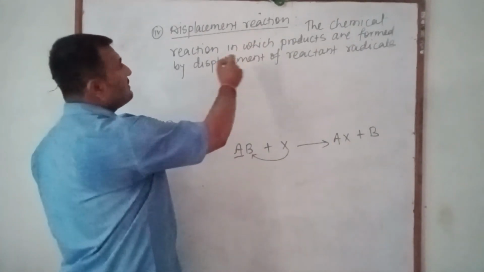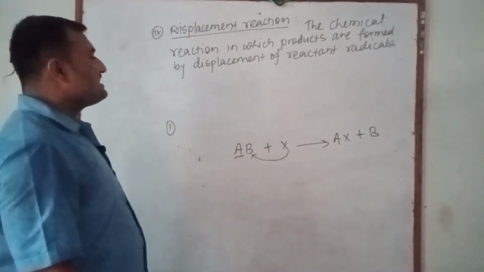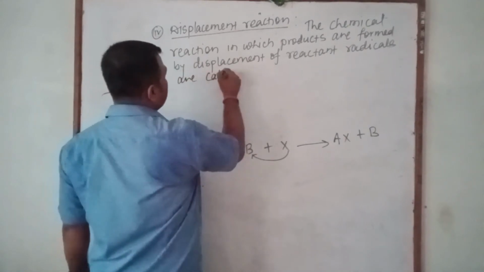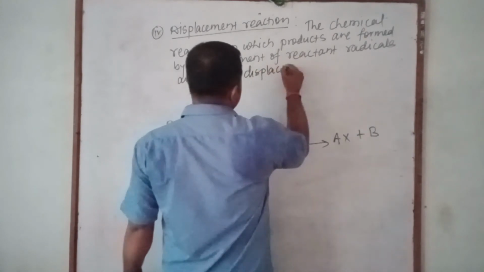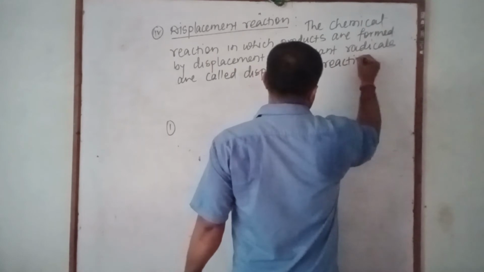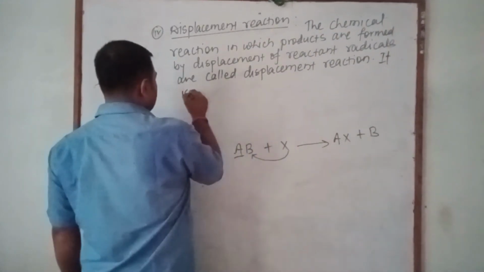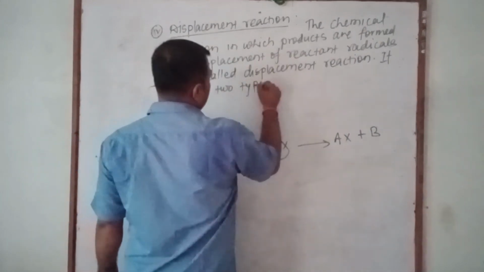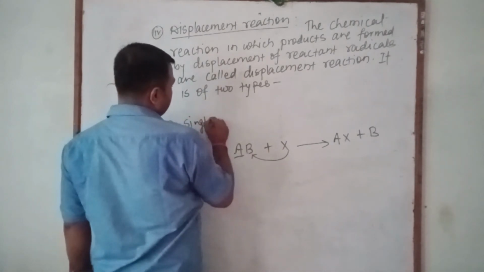At first, we define that the chemical reaction in which products are formed by displacement of reactant radicals is called a displacement reaction. And displacement reactions are of two types. How do we define them? First is single displacement.